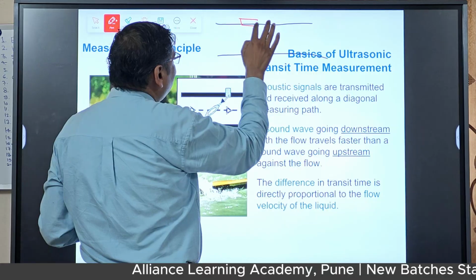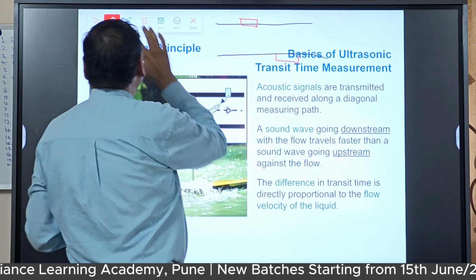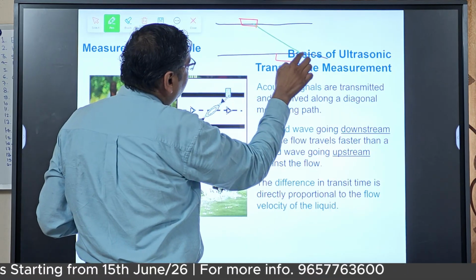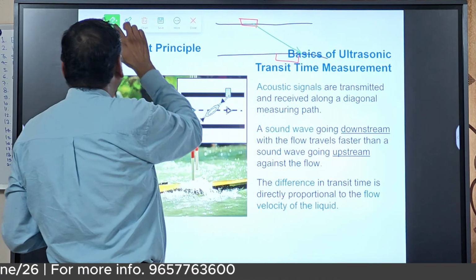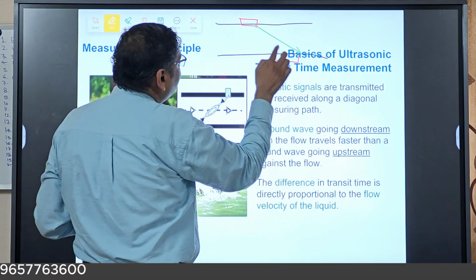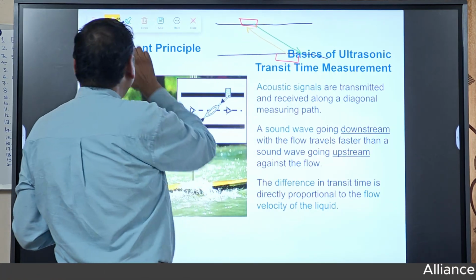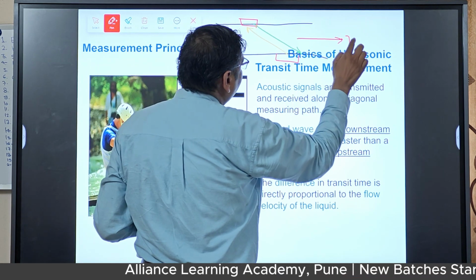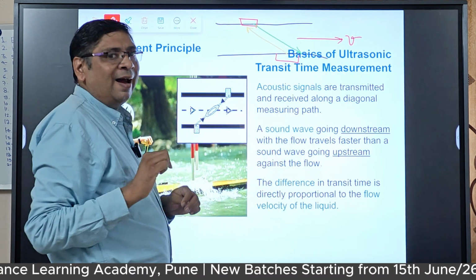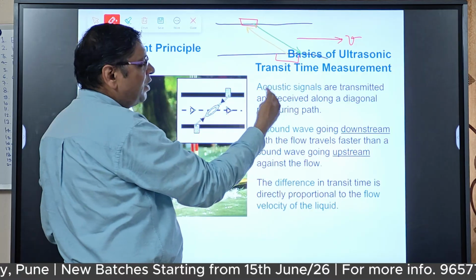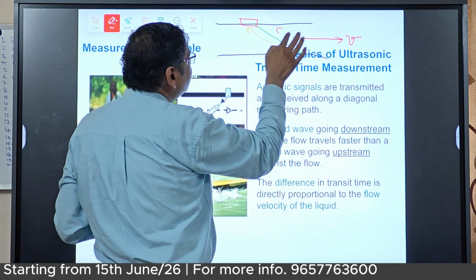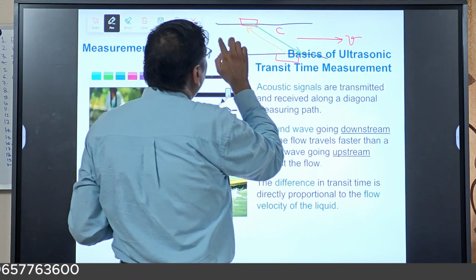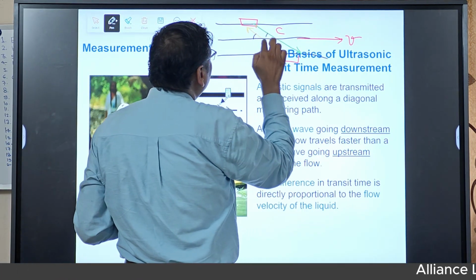One sensor here, other sensor here. Now they are both talking to each other in this way. One more important thing: the flow velocity is V, and the ultrasonic acoustic signal velocity is C. And here is the angle, theta.